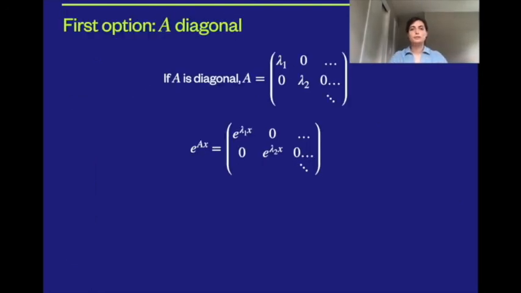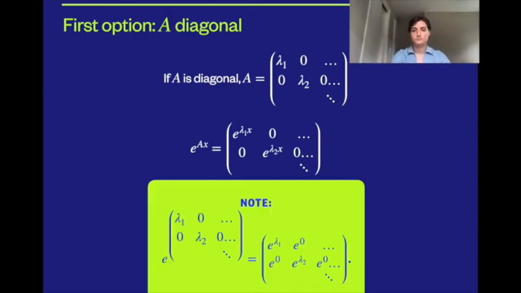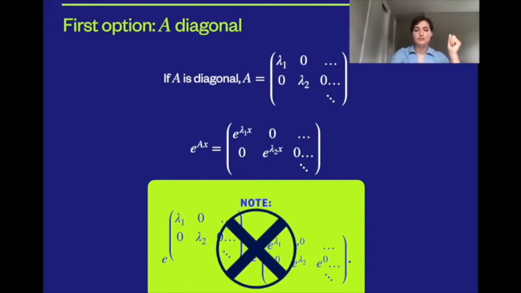So to recapitulate, if A is diagonal and has its eigenvalues on the diagonal and nothing else, then the exponential of A is a matrix with the exponential of each eigenvalue on the diagonal. Remember, while this looks like a very nice formula, it does not hold that e to the power of A is equal to a matrix with the exponential of each single element. This is false.